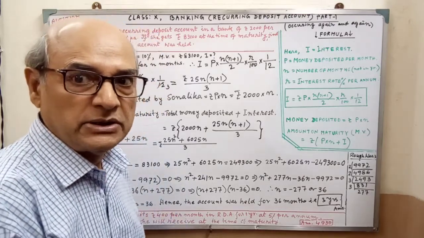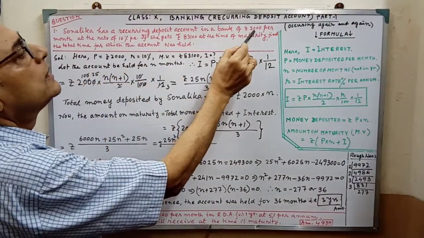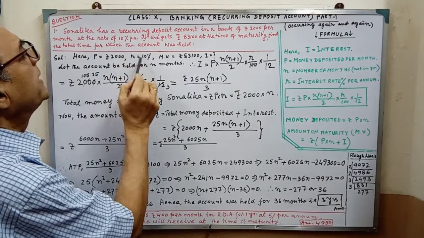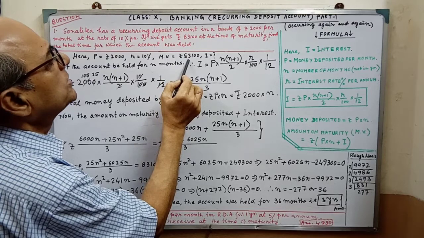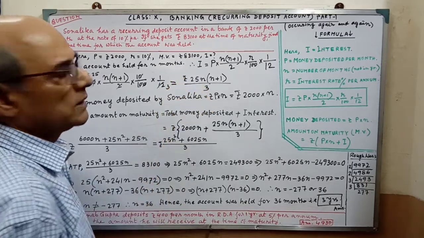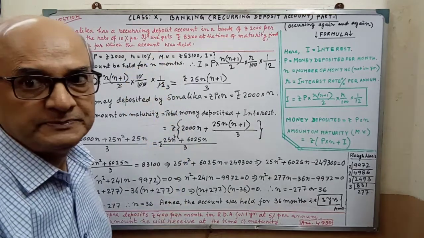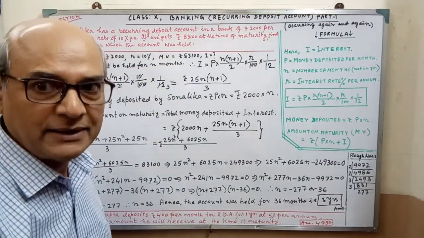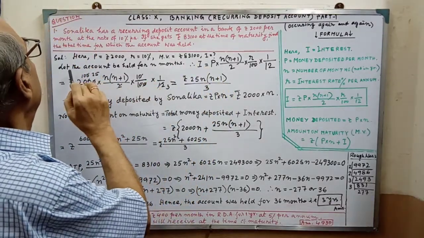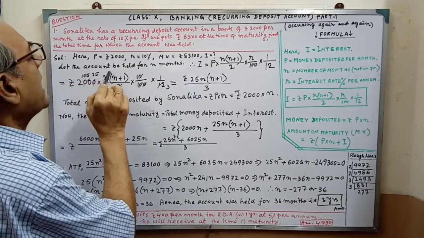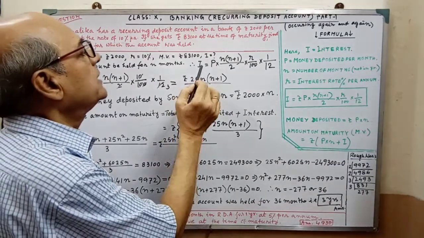What is given, you may write in this way. Here P equal to rupees 2000, R that is 10%, and MV that is maturity value rupees 83,100. This is given. You have to find out time n. For finding time you have to find out interest. So you may let the account be held for n months. Then we have to find out interest.